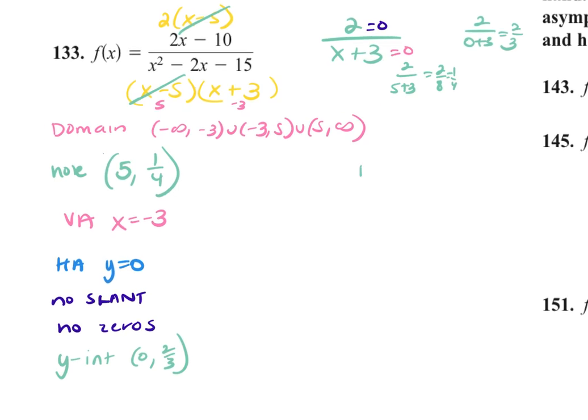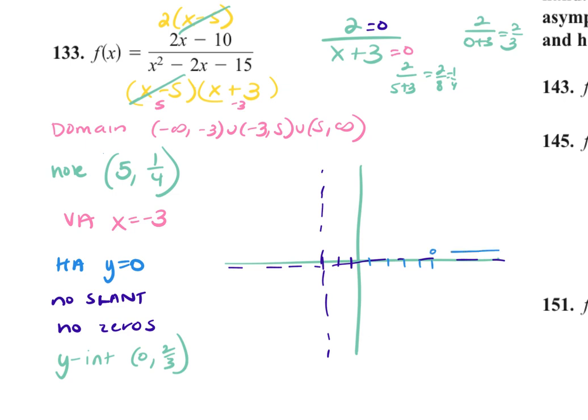So then when you go to graph, you've got a vertical asymptote at negative 3. You've got a horizontal asymptote at 0. No zeros, a hole at 5 and 1/4. So 1, 2, 3, 4, 5, and 1/4 means we're above the x-axis here. And then the y-intercept being at 2/3 is consistent with that. So it'd be like that.